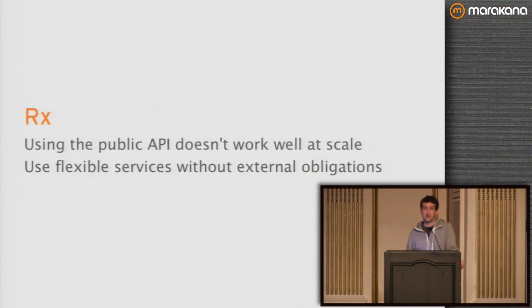If you're doing too much complicated filtering and overcompensation on the client, your app is not going to scale very well. You're going to really run into a lot of problems. So in summation, I really think that using a public API doesn't work well at scale. If your app is on it, I would definitely say, try and move into flexible services that don't have external obligations as soon as possible. And it's all about having that flexibility, being able to set up your representation and feed your client app properly.